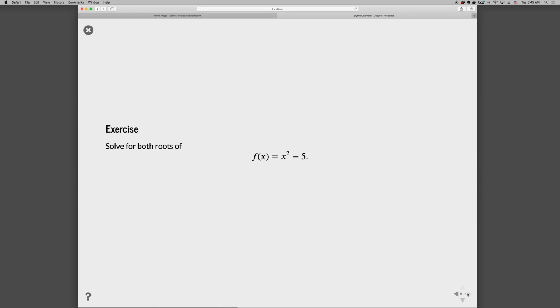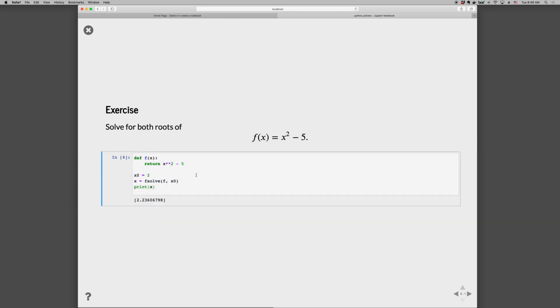So again, you can work through this exercise. Let's do it one more time. We define the function def f of x, return x squared minus 5, and then we call fsolve, pass the function and a guess, and we'll say x0 equals 2, and the answer will be this, and we can print the answer, 2.23. And we can verify also f of x is this tiny number, so we know it worked because we got the value.